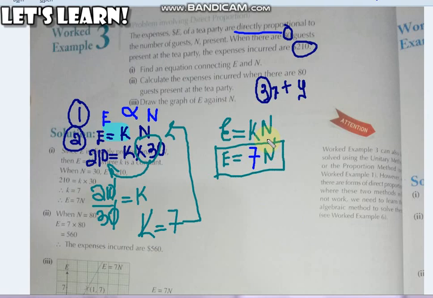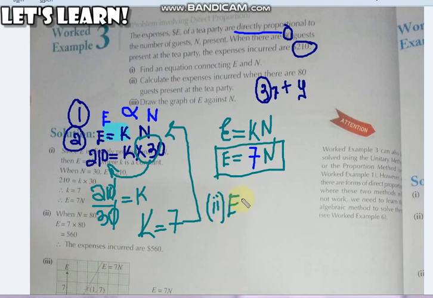So in the second part, we have to calculate the expenses, कितना खर्चा आपको होगा if you have 80 guests present at the tea party. अगर आपके पास tea party में 80 guests हैं, so how much will you have to pay? If you have done this equation, you will be able to do it very easily. You will have no headache now. Just copy down the equation again.